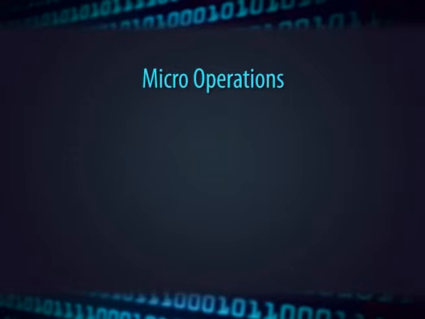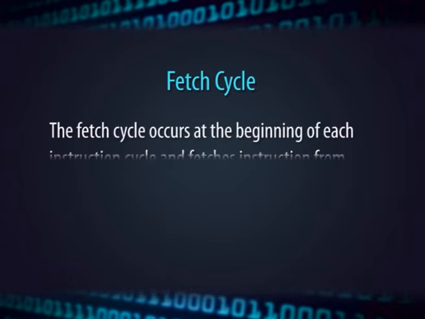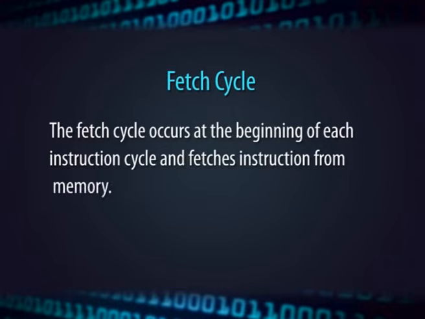The execution of all the instructions inside the CPU can be described with a set of micro operations. Many of these micro operations are common among the instructions. Some of these common micro operations are: first, fetch cycle; second, interrupt cycle; third, fetch operand cycle. Now, let us start with the fetch cycle and the associated micro operations in it. The fetch cycle occurs at the beginning of each instruction cycle and fetches instructions from the memory.